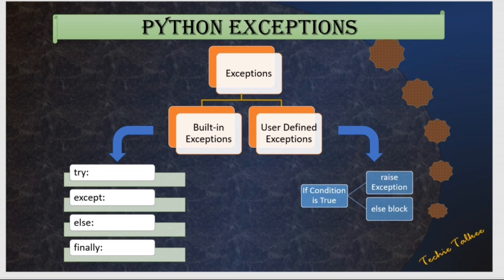Sometimes we might observe that even if our code is syntactically correct, Python might still throw an error during code execution. This kind of error is called an exception. Basically, there are two types of exceptions: built-in exceptions and user-defined exceptions. Built-in exceptions are the ones that are raised by Python, whereas user-defined exceptions are the ones that are defined by us. I will walk you through the exceptions in detail along with examples.